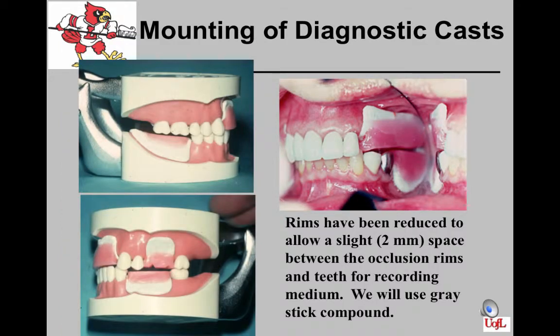When you try your rims onto the Dentoform, you will find that the teeth are propped open. They cannot come together. You're going to have to adjust the rims until the teeth can all come together and you see about a 3 millimeter space between the teeth and the occlusion rims, leaving room for recording medium. We're going to use gray stick compound or green stick compound to record the jaw registration.